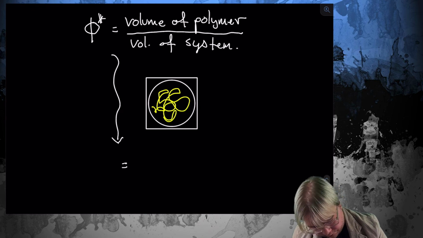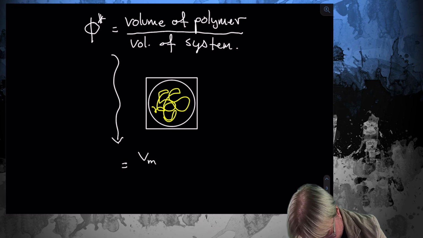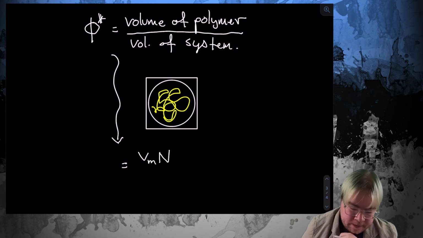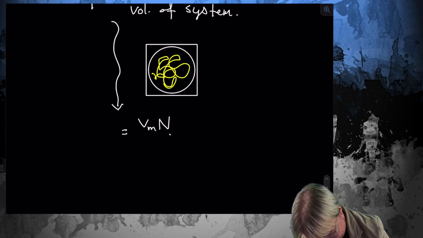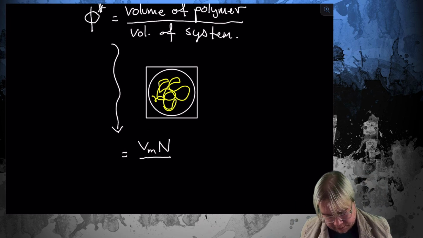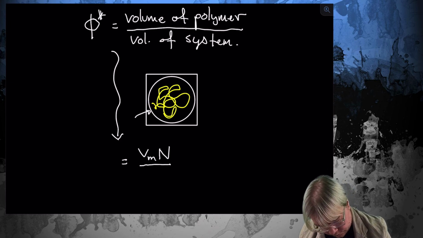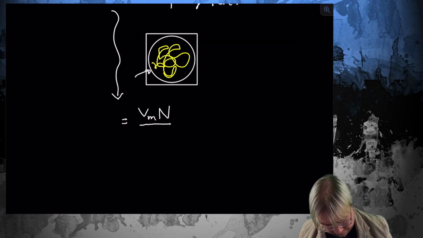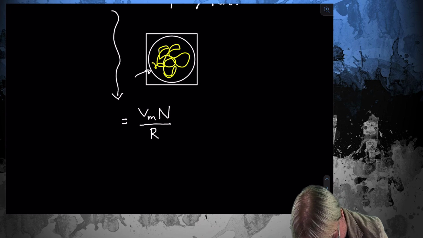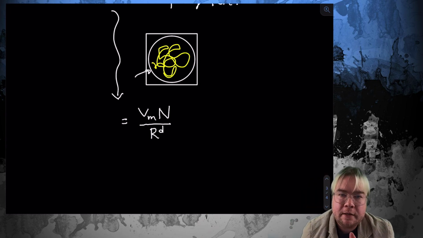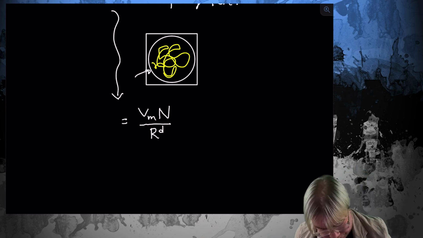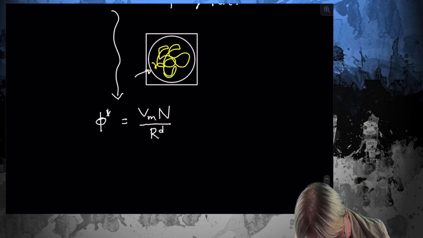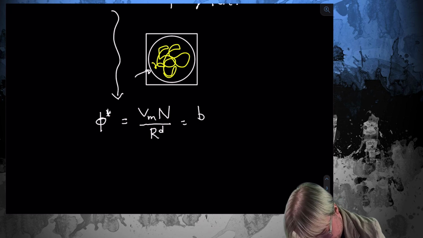So go down here. The volume of the polymer is what? It's the volume of the monomer times N. And the volume of the system is going to be what? Well, it's basically the pervaded volume. It's that circle. It's a circle in here. And the pervaded volume was right here. So the pervaded volume is going to be R to the D, because we're going to look in D dimensions. So this is the overlap concentration, phi star. And it's also equal to B to the D power times N divided by R to the D.